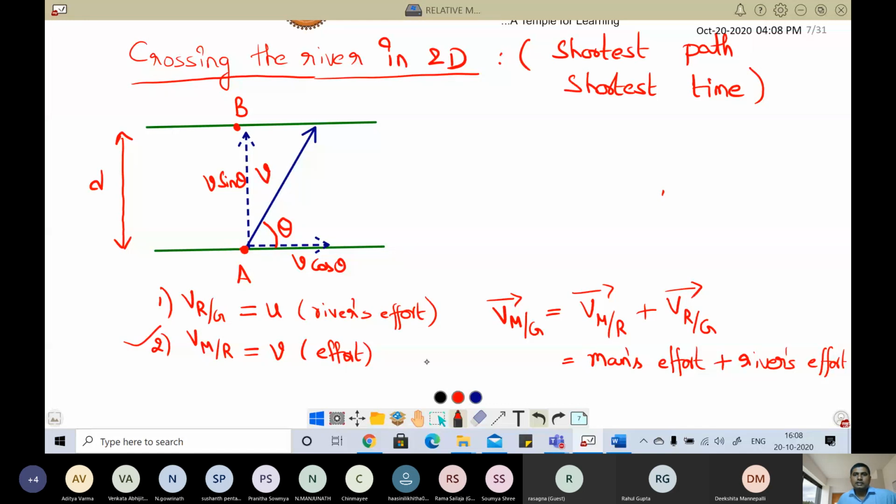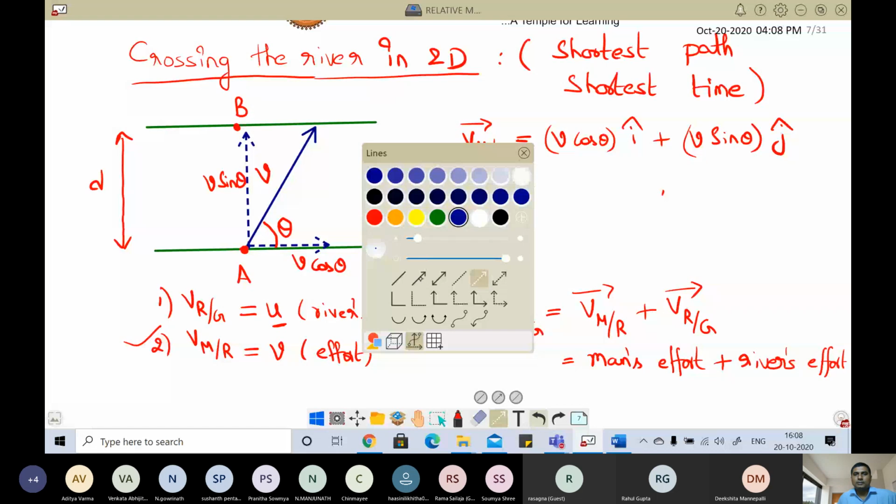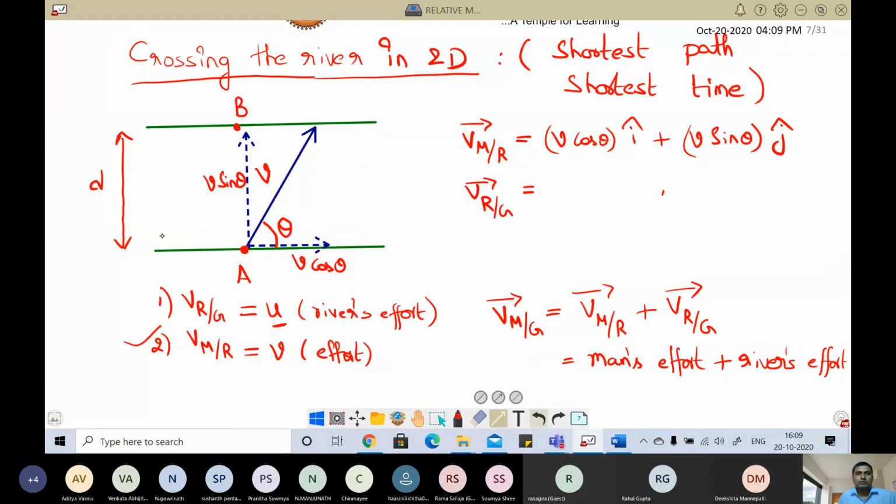Therefore, we can write velocity of man with respect to river in ij form as v cos theta i cap plus v sin theta j cap. And we know velocity of river with respect to ground is u, in the right side direction, that is going like this.